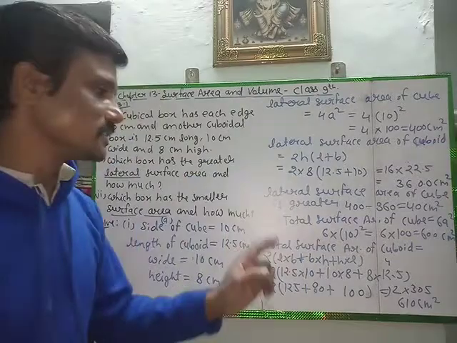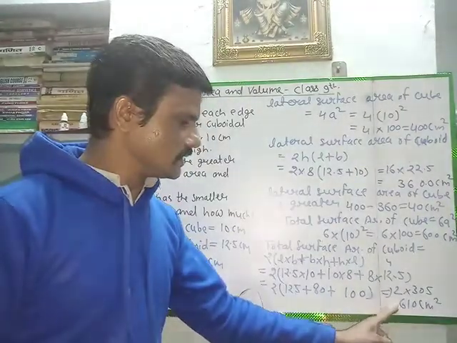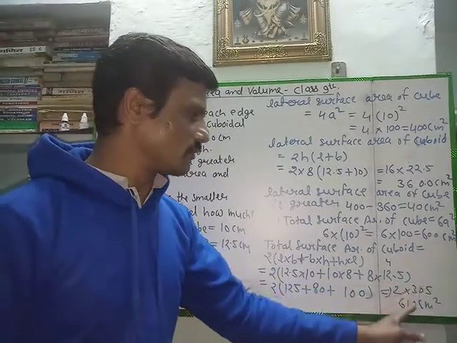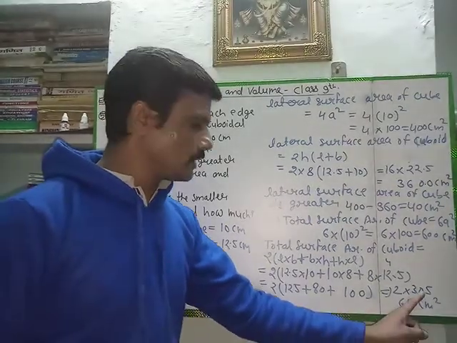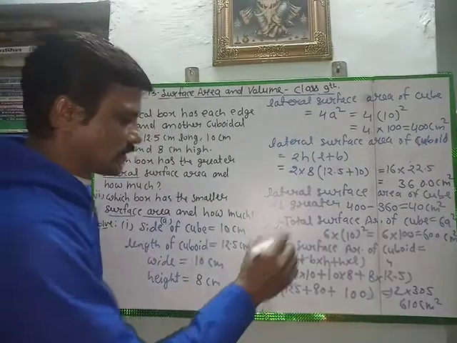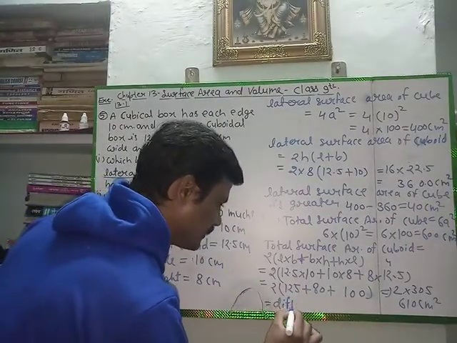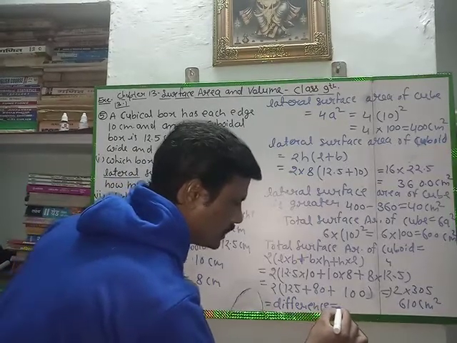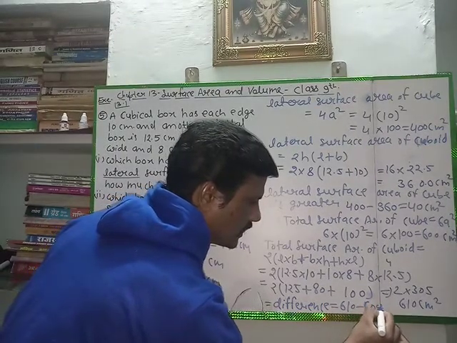So which area is greater? The total surface area of cuboid is greater, 610. And how much greater? What is the difference between 610 and 600? 10 centimeter square. So the total surface area difference is equal to 610 minus 600.